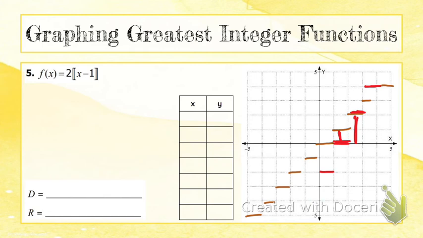So your function is not going to look exactly like the ones that he gave you. And that's okay. You just need to find those patterns and graph them. So like I said, this one, because of that 2, these are going to be 2 apart. So instead of a stair step like this, you're going to have a stair step like this. They're going to be steeper.